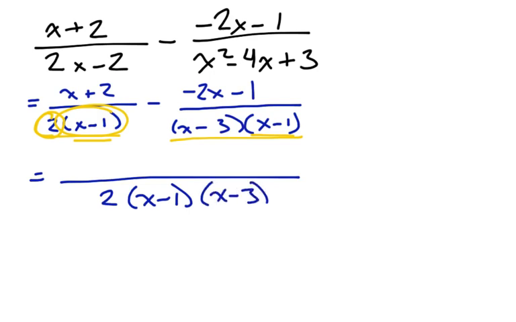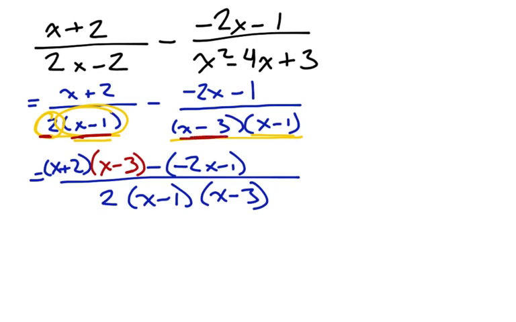Now when we think about what we need to multiply the top by, well, this x plus 2, its denominator already has a 2, and it already has an x minus 1. So the only thing that it still needs is x minus 3. Minus negative 2x minus 1. For the negative 2x minus 1, it already has an x minus 3. It already has an x minus 1. So the only thing it needs is a 2. So let's multiply it all out. It's going to get big and messy, but you can do it.